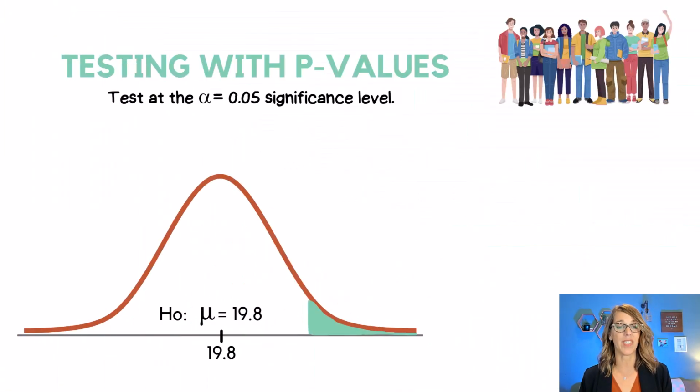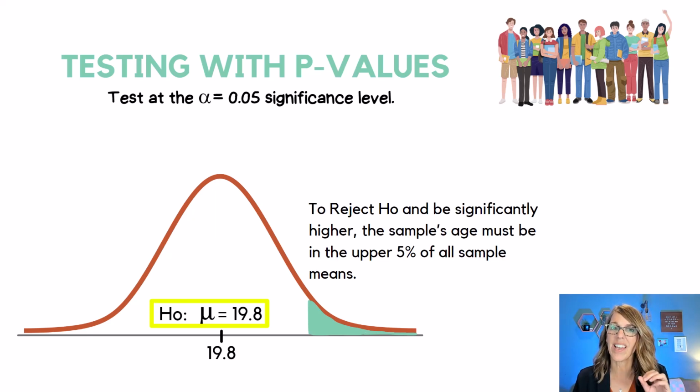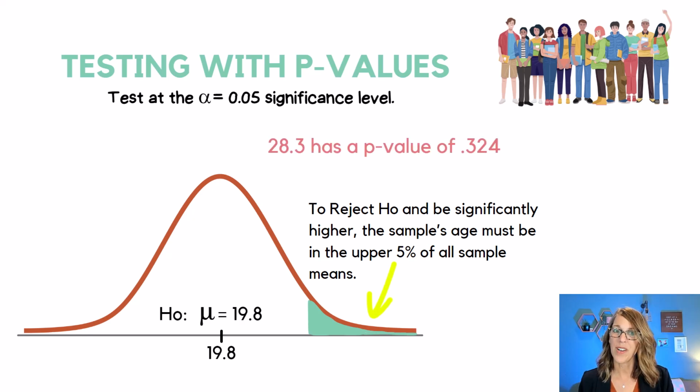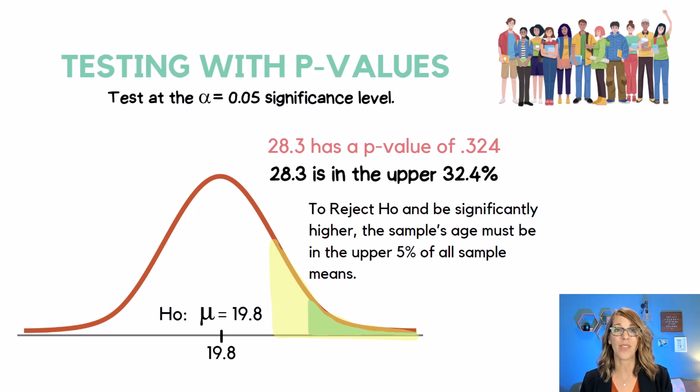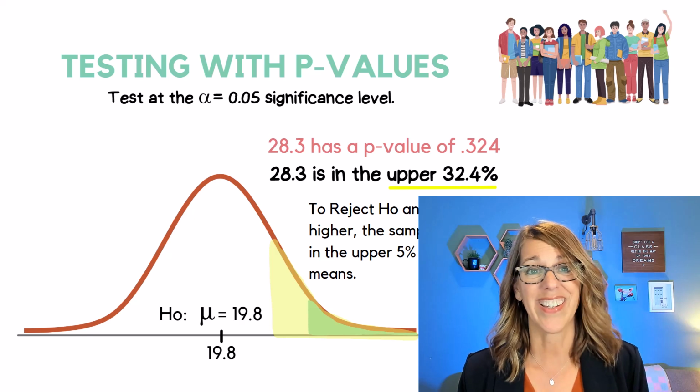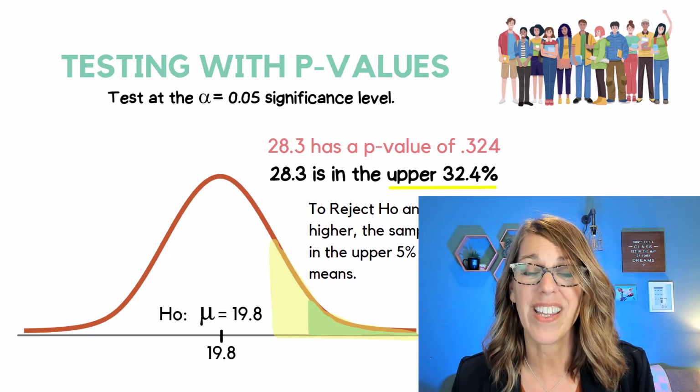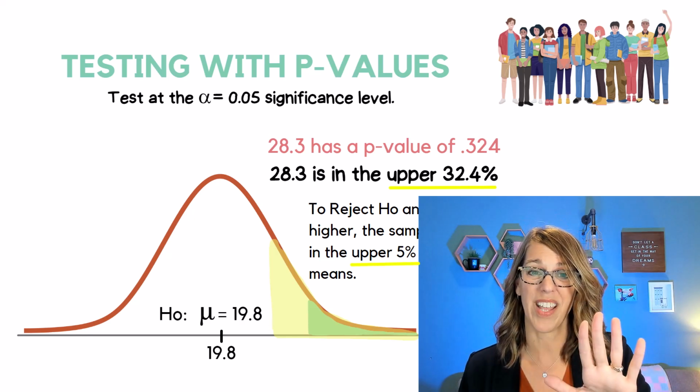A really great way to do hypothesis testing is with p-values. Now this is going to be the same scenario. Notice that I've got that null hypothesis of the mean being 19.8. To be significantly high, we need that sample mean to be in the top 5%. But this time for our sample mean, we're given this p-value of 0.324. This p-value is a percentage that says that 28.3 is in the top 32.4%. But that isn't good enough. We needed it to be in the top 5%.